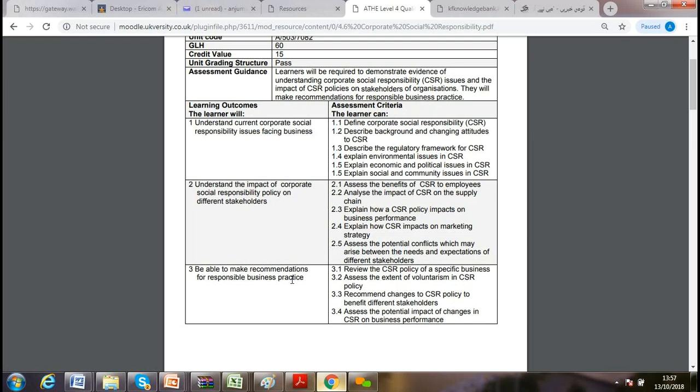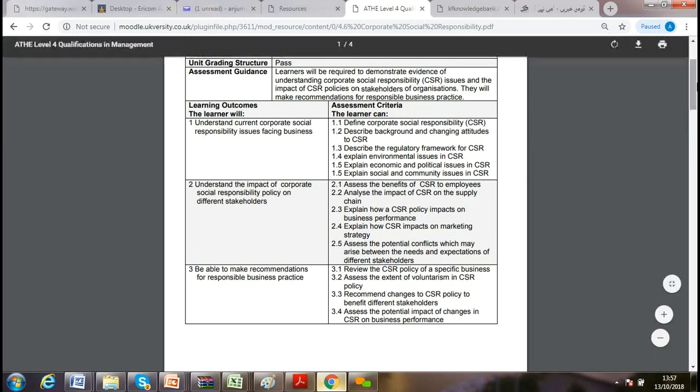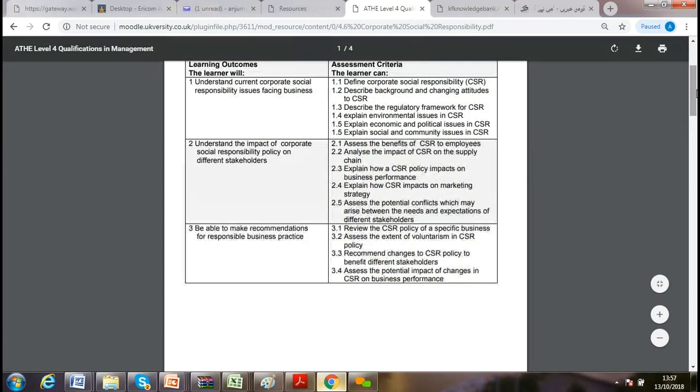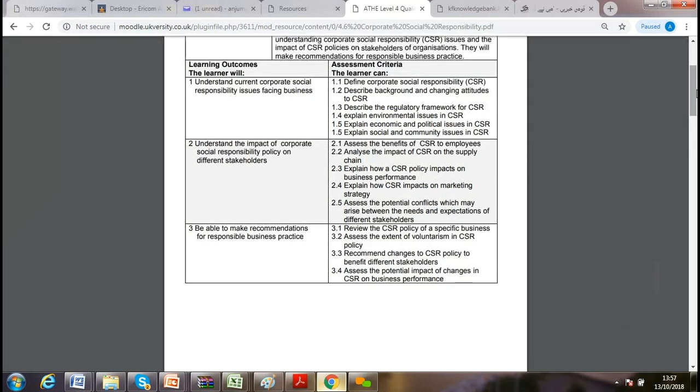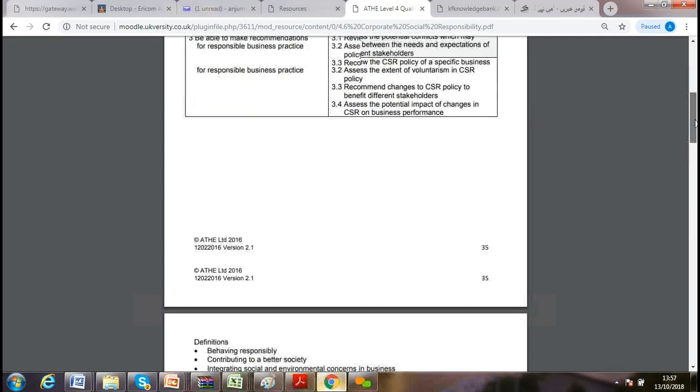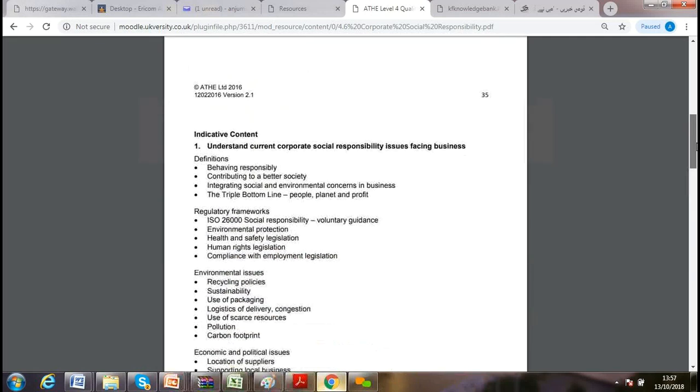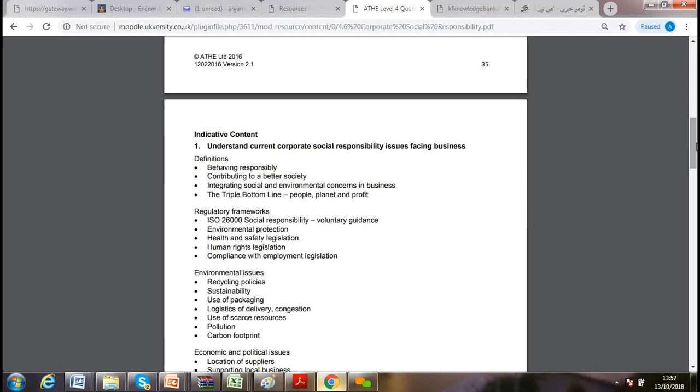Different stakeholders have different needs and different expectations. Be able to make recommendations for responsible business practices, how we can be more responsible. Responsibility means we protect the wider interest of the public. What do we need to protect? The wider interest of the public, the local public. So today our lesson is learning outcome 1, behaving responsibly.